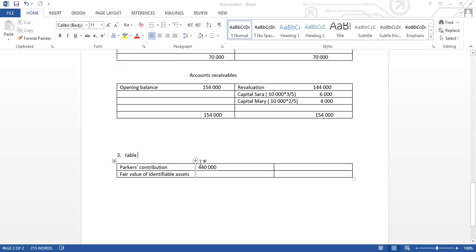But when it comes to the recording of goodwill, it depends on the questions. Usually when distributing goodwill among the old partners, that is on their credit side. However, if you are told that goodwill is to be kept to appear in the new books, then that's where you will have debit entries.